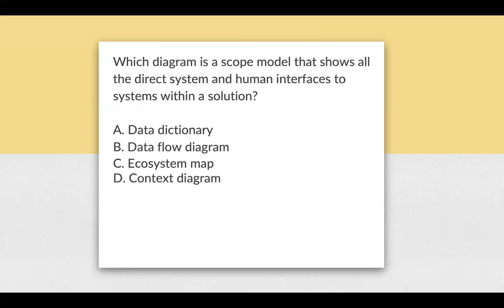Next question. Which diagram is a scope model that shows all the direct system and human interfaces to a system within a solution? A. Data dictionary. B. Data flow diagram. C. Ecosystem map. And D. Context diagram. The correct answer is context diagram. A context diagram displays all external entities interacting with a system, perfect for defining scope boundaries. Data flow shows data movements, not interfaces.